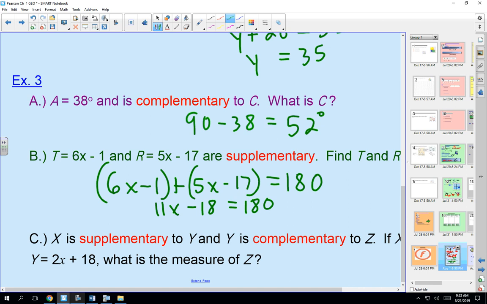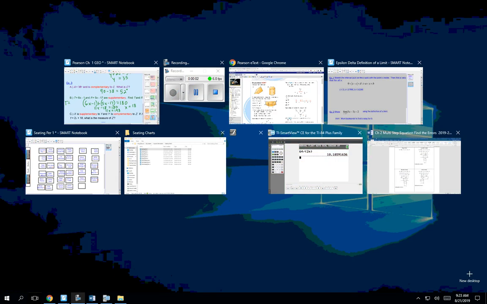Add the 18 over, 11x equals 198, and then divide by 11. How many times is 11 going into 19? Once, with 8 left over. 11 goes into 88 eight times, so x equals 18. And then I have to plug in the 18 for x in each of those other two expressions. So if I plug in the 18 here, what do I get for T? Was it 107?